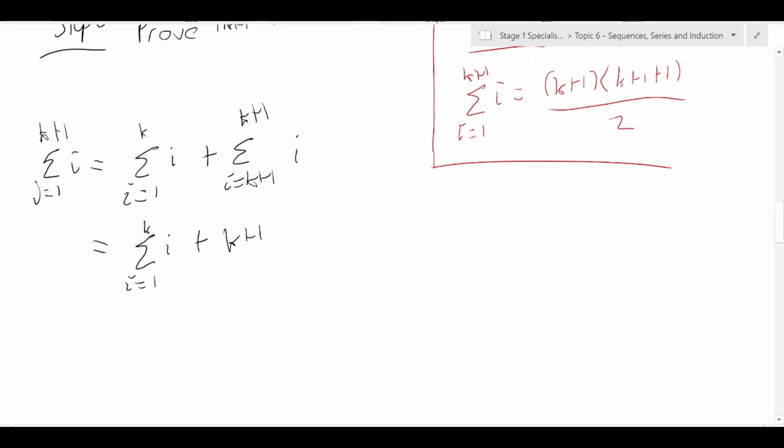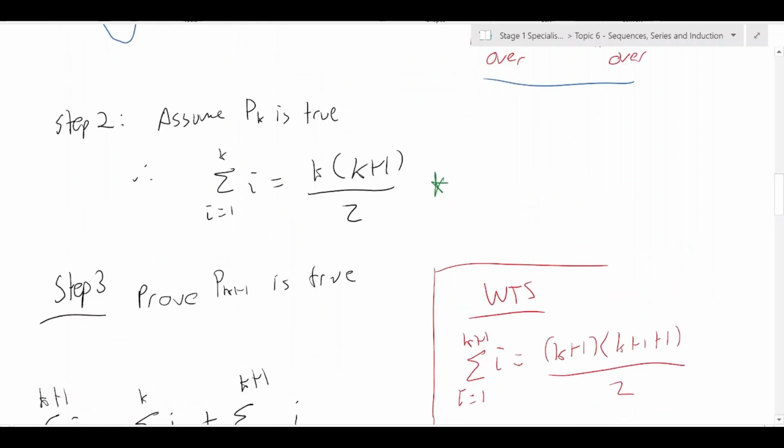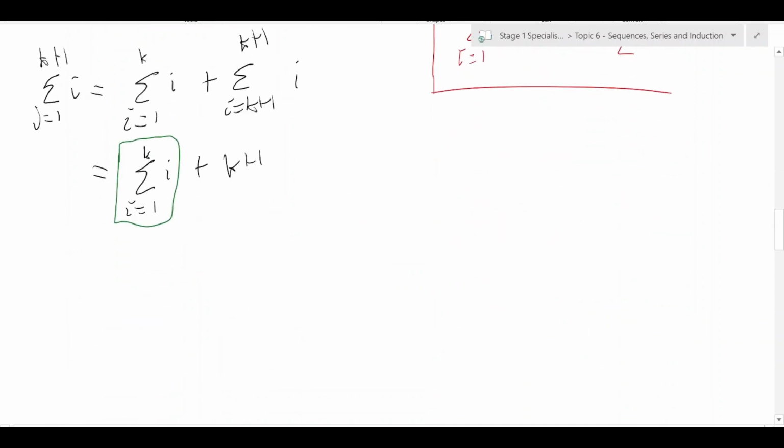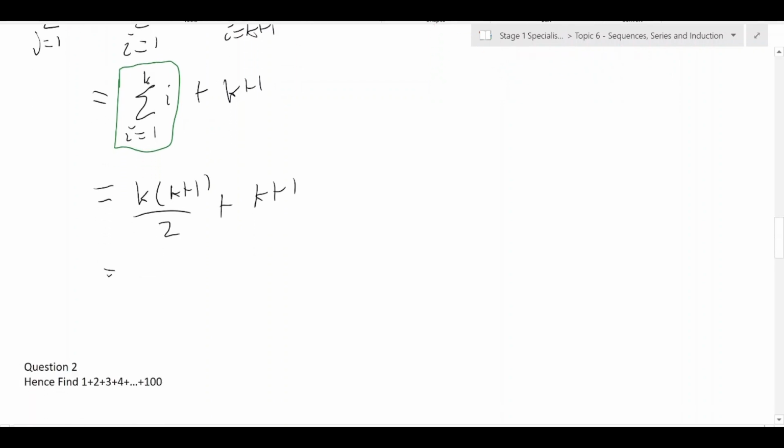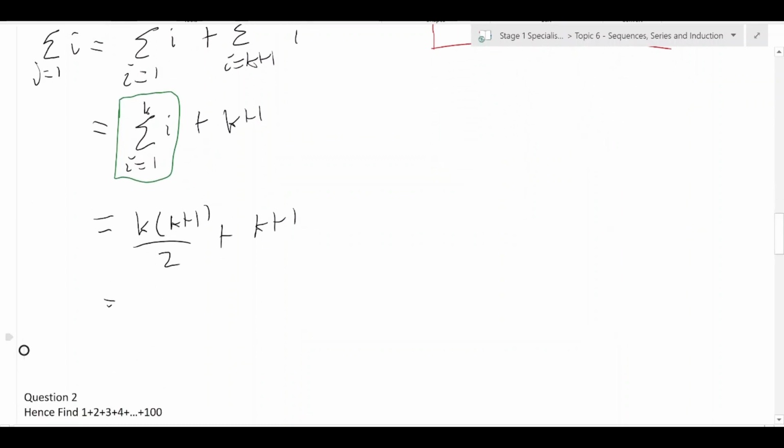And if we think about what this thing is, then we can compare it to the statement that we've assumed is true, which is this. So we can replace this sum with k(k plus 1) over 2 because we've assumed that's true. So you always use your assumptions. k(k plus 1) over 2 plus k plus 1. And now we just simplify this. What we're trying to get is this thing on the right here. So hopefully we can do that.